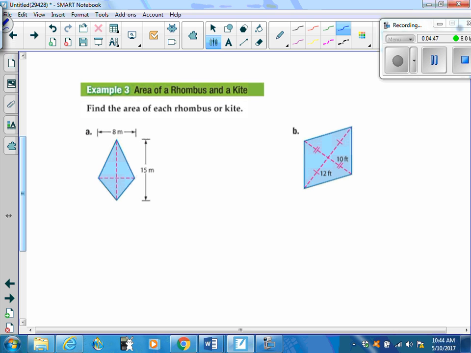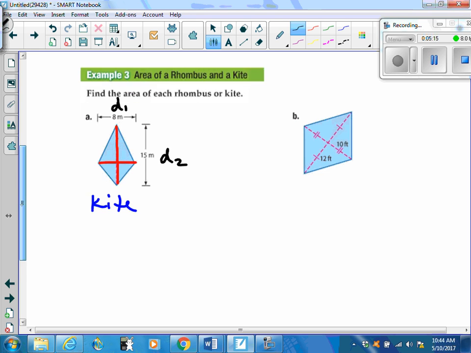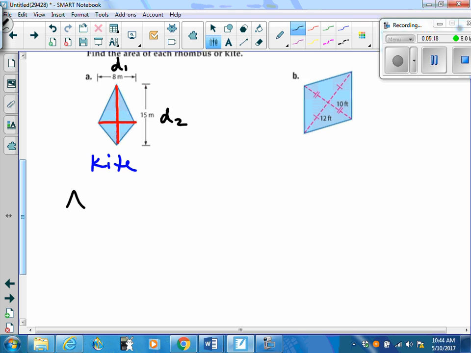So in this figure, we actually have a kite, and it's telling us that the length of this diagonal is 8 meters, and the length of the vertical diagonal is 15 meters. So I'm just going to mark that in my picture that we'll make 8 meters diagonal 1 and 15 meters diagonal 2. And then I want to write down my equation using the diagonals for the area of my kite. I make a little kite picture. Area is 1/2 diagonal 1 times diagonal 2.